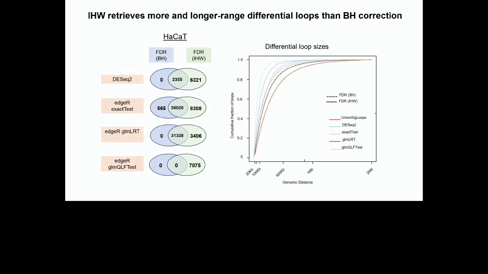And then we want to address their differential loop sizes. Here in red, I have the union of all the loops in the conditions. So we expect that the differential loops have a very similar trend of distribution of loop sizes. And we can see that the IHW retrieves longer interactions compared to the BH, that is the dashed lines, and that in general, DESeq2 retrieves shorter interactions. Here we show it in blue.